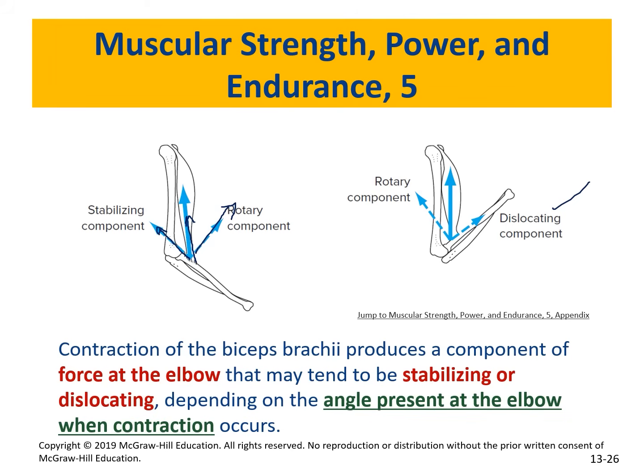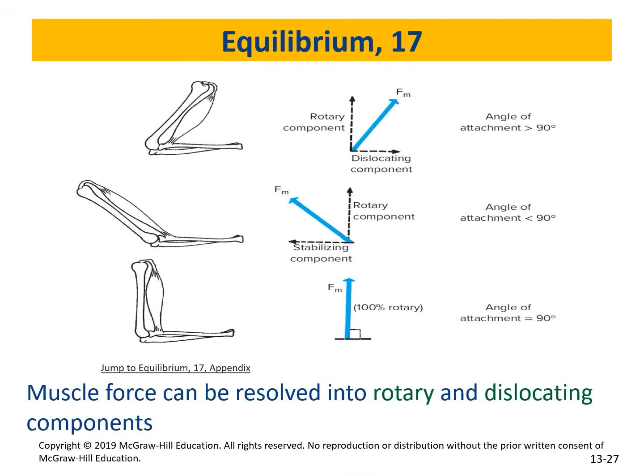So contracting of the biceps brachii produces a component of force at the elbow that may be stabilizing or dislocating, depending on the geometry or the configuration of the upper and lower arms, depending on the angle present at the elbow when contraction occurs. Does that make sense? You good with that? So here, what's happened with this one? If you have this force like this, so you have a force pulling that way and a component pulling this way, right? That's going to rotate. What's going to happen? Dislocate. It will take this away from the upper arm.